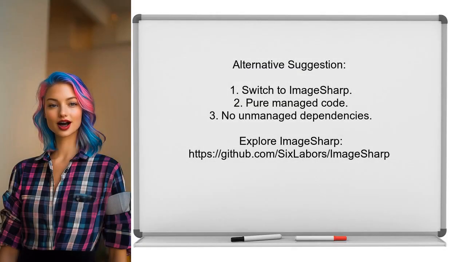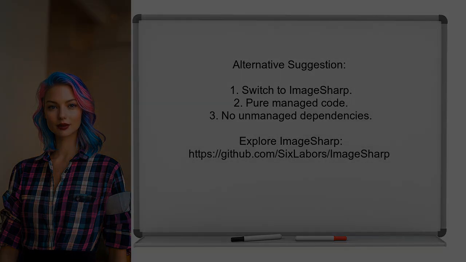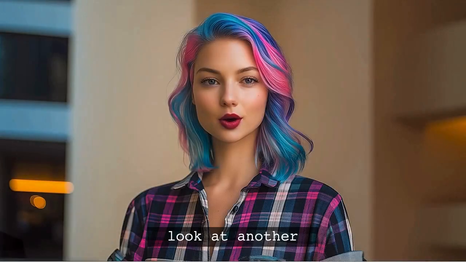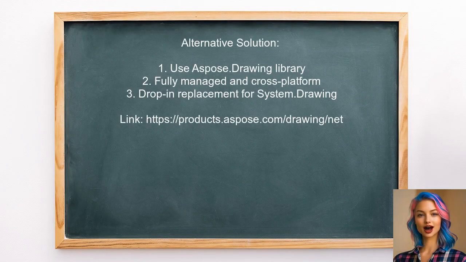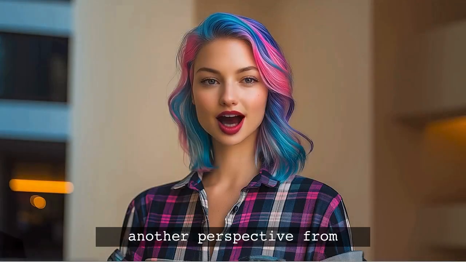Another user suggests switching to ImageSharp, which is a pure managed code library with no unmanaged dependencies, making it a great alternative for image processing on Linux. Let's take a look at another answer from another user. An alternative solution is to use the System.Drawing library. This library serves as a drop-in replacement for System.Drawing and is fully managed and cross-platform, making it suitable for .NET Core on Linux. Let's check out another perspective from a different user.